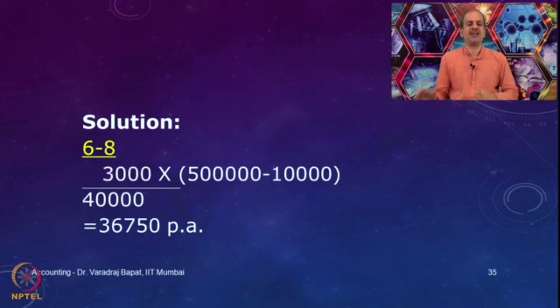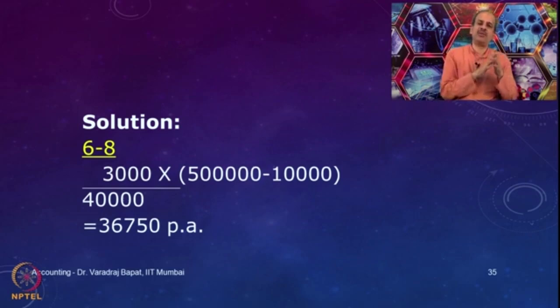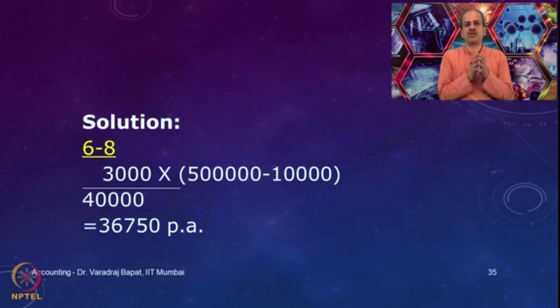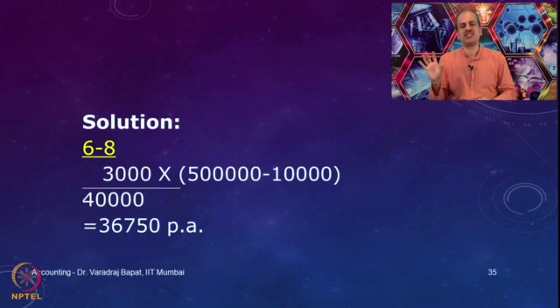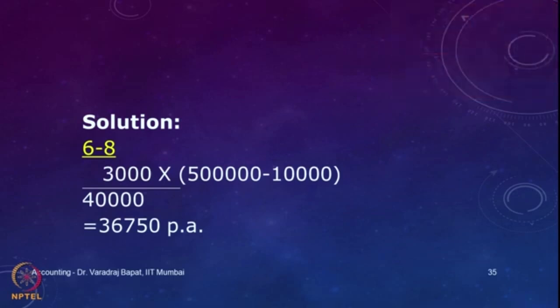Fine. And for year 6 to 8, now the machine has rather become older. So, the useful hours per year are only 3,000. So, 3,000 upon 40,000 into 5 lakh minus 10,000, which is constant. So, in year 6 to 8, the annual depreciation is only 36,750. Are you getting? So, here instead of reducing it over a period, we are going by its utilization. So, in a year, how many hours you use, accordingly the depreciation is charged. Are you getting? This is known as machine hour method.